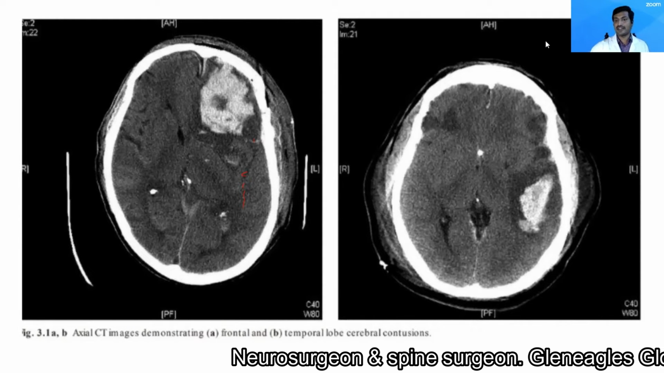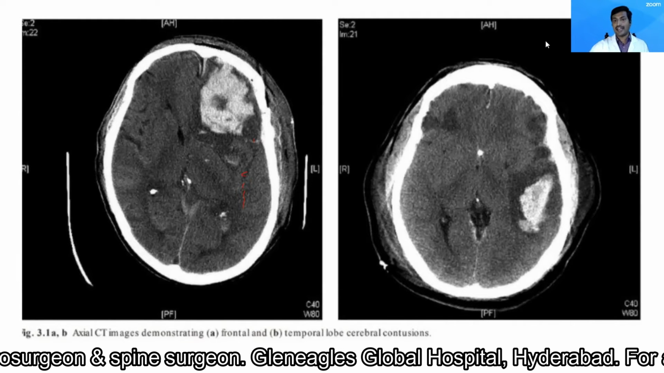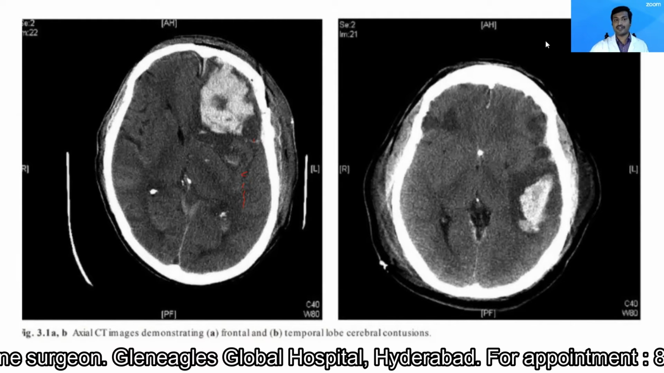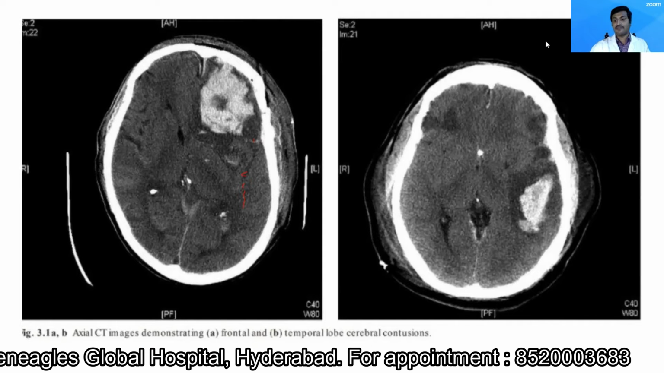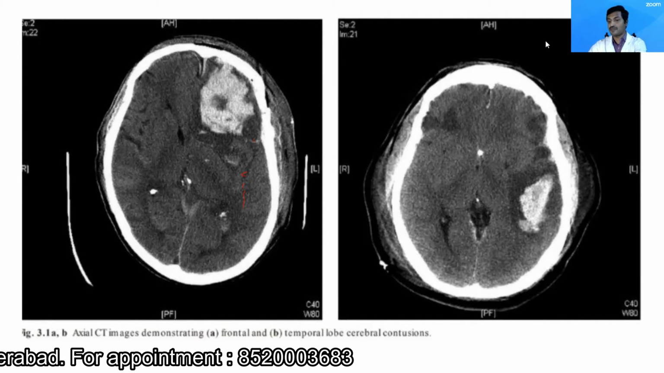Similarly, this is a patient with temporal contusion. The volume is more than 20 cc. Again, the sylvian fissure is obliterated. You can see the ventricles, they are compressed, they are not seen. Obviously, the intracranial pressure is very high in both these patients.